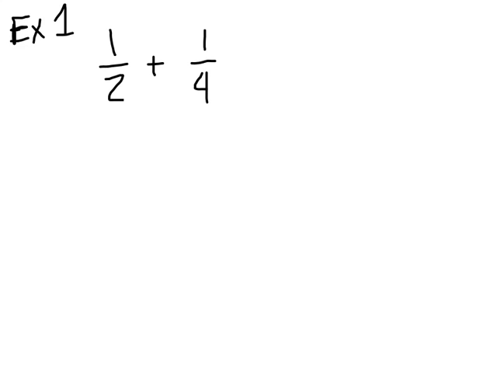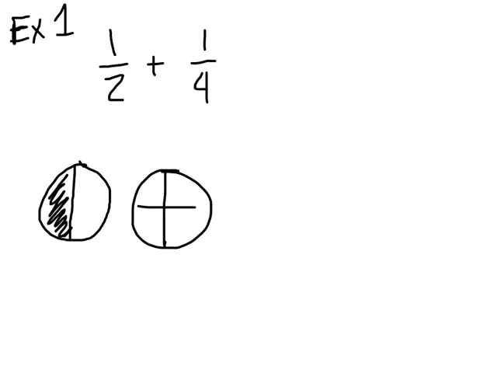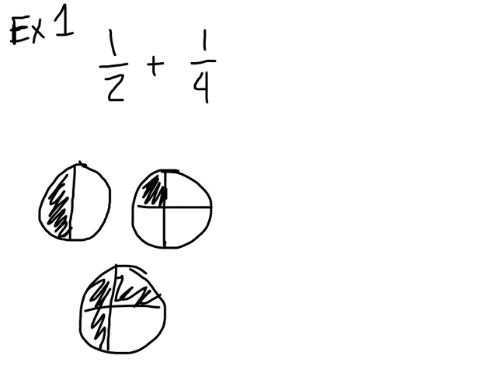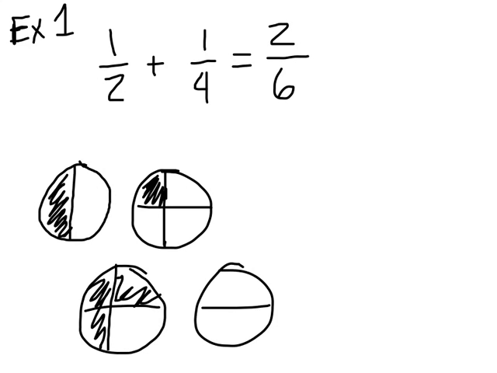1/2 plus 1/4. Well, if I was going to draw a model of what this would look like, I know that 1/2 is 1 out of 2 pieces. I know that 1/4 is 1 out of 4 pieces. So if I drew a model of 1/2 and 1/4, it would look like this. Some people would add the numerators and the denominators and say that 1/2 plus 1/4 equals 2/6. Well, 2/6 looks like this. That is not the same fraction, so that doesn't work.